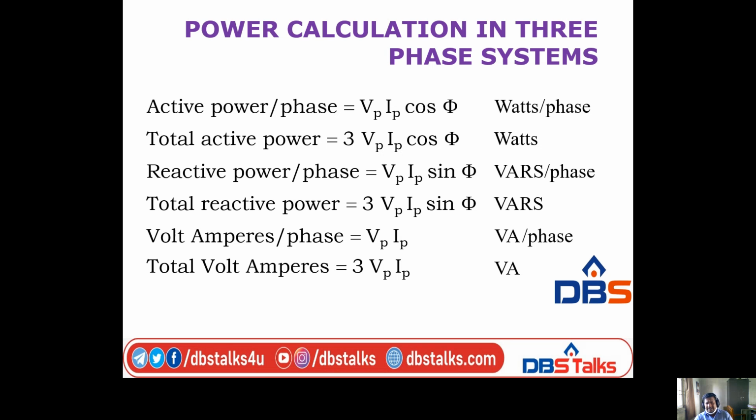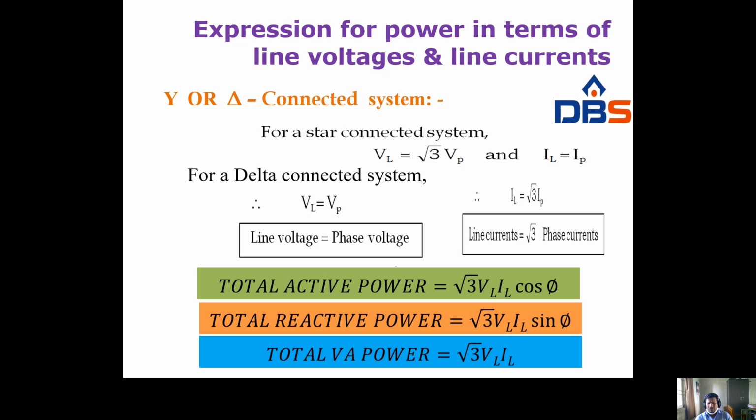Now calculating the reactive power. Reactive power per phase is equal to V phase, I phase, sin phi, and the total reactive power is 3 V phase, I phase, sin phi. Total apparent power, that is volt amperes per phase, is V phase, I phase, and the total volt ampere is 3 V phase, I phase. So active power, reactive power, apparent power are 3 VI cos phi, 3 VI sin phi, 3 VI.